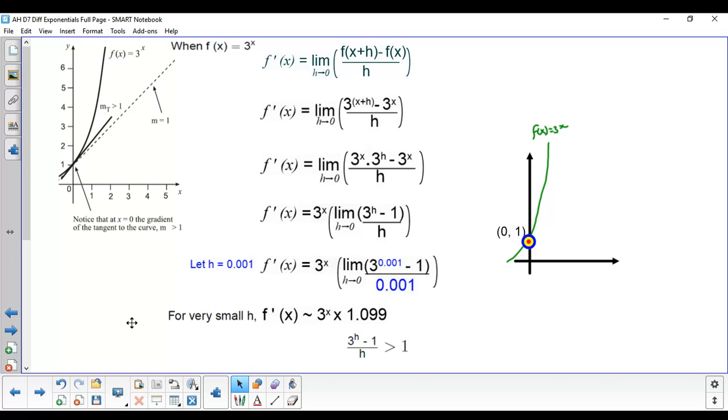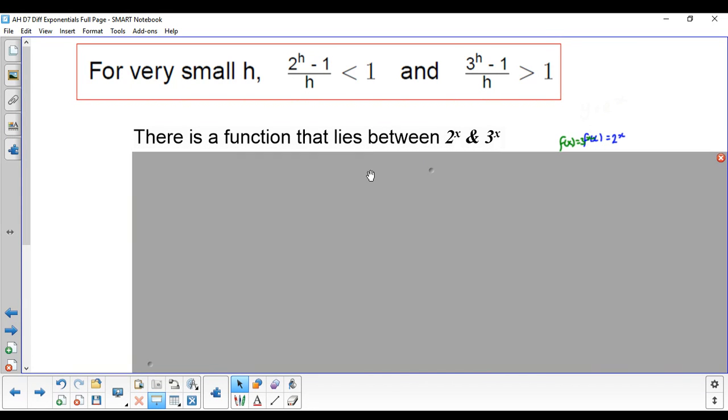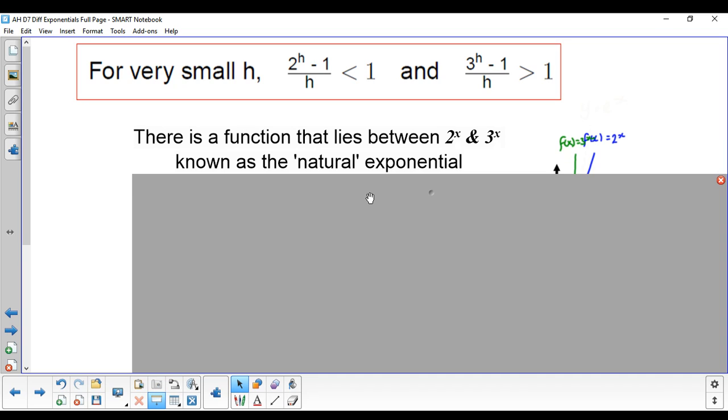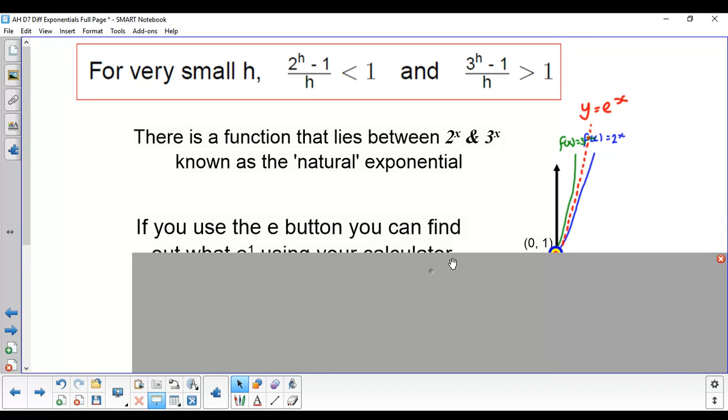So that means that you will find that your 3 to the h minus 1 over h is a little bit bigger than 1. What does that mean? For a very small h, you'll find that 2 to the h minus 1 over h is a bit less than 1, and 3 to the h minus 1 over h is more than 1. Something happens in between these two. So when there is a function that lies between the two of them, it's known as the natural exponential, and in fact, you'll find that if you use your calculator to find some points, the e to the x will look like that between the 3 to the x and the 2 to the x.